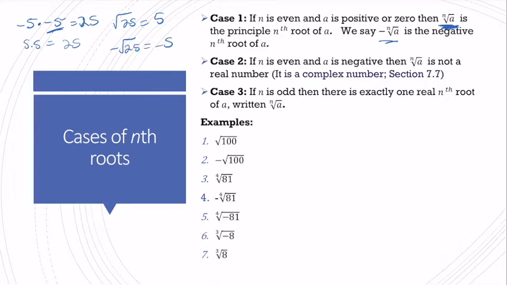The next case is that if n is even and a is a negative number, this isn't a real number, this is a complex number that we're going to cover next chapter. I think this is section 1.4. The last case, case 3, is that if n is odd, then there's exactly 1 real nth root. And if it's odd, you can also take the root of negative numbers.